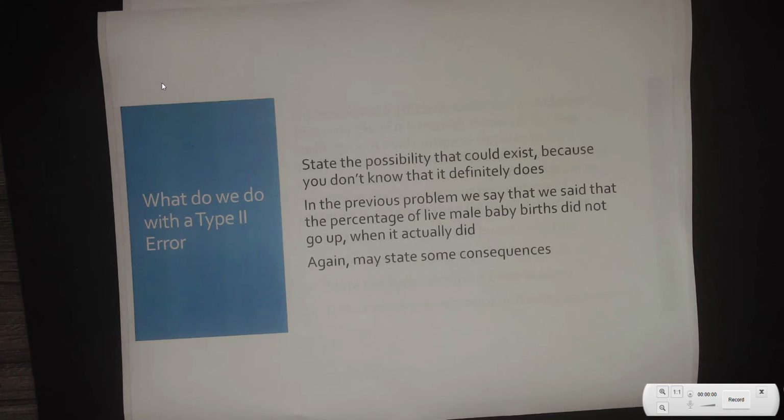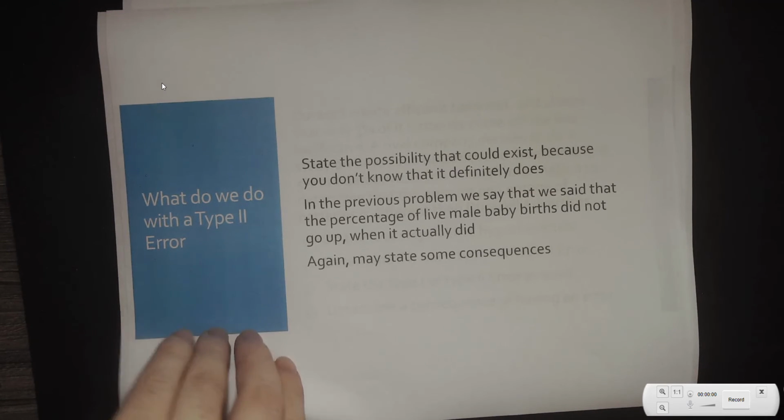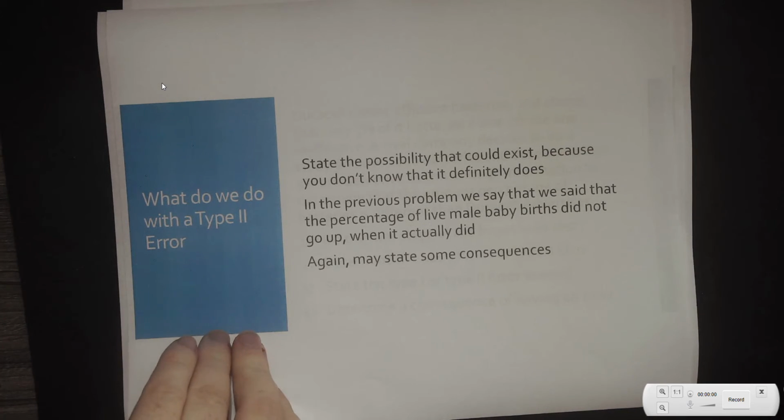In the previous problem, we saw that we didn't have enough evidence to show that the percentage of live male baby births went up when it actually did. Again, we may state some consequences based off of that, but we don't necessarily have to. So what does this kind of look like as a question altogether? Well, let's take a look at this one.